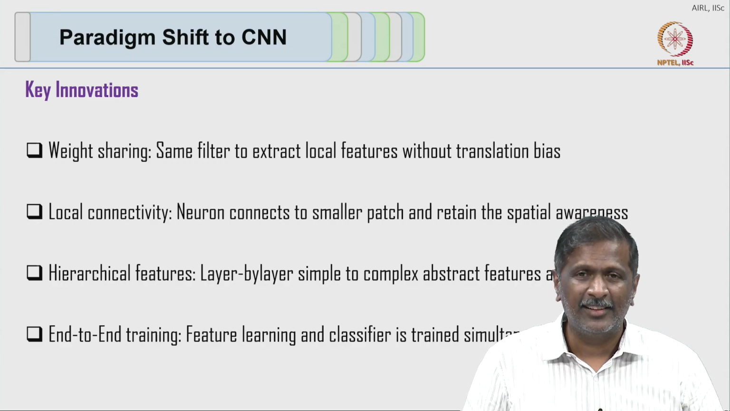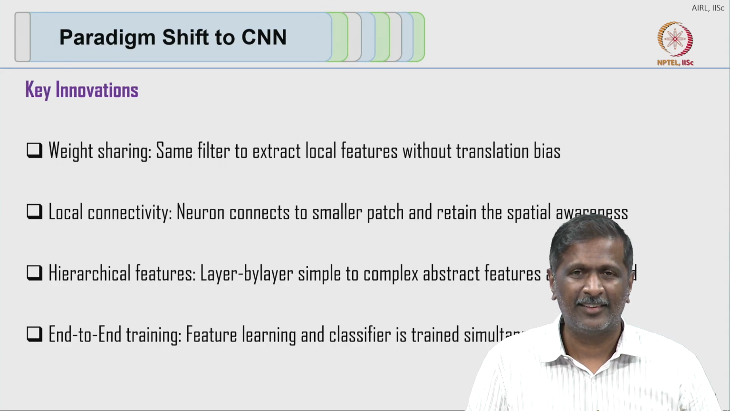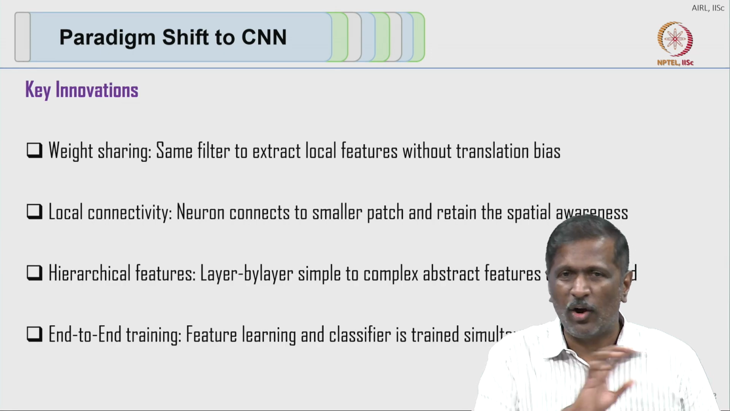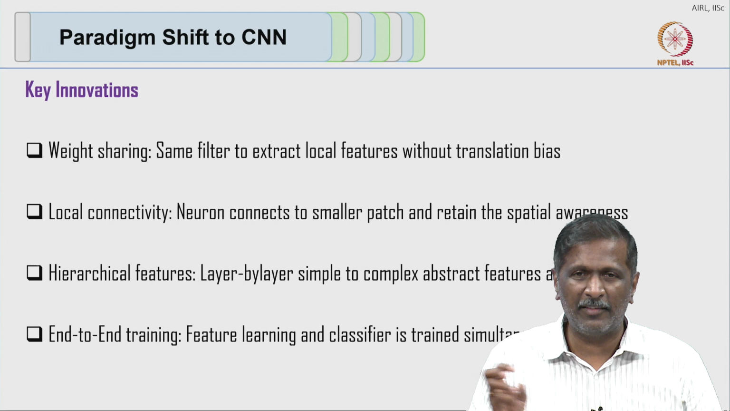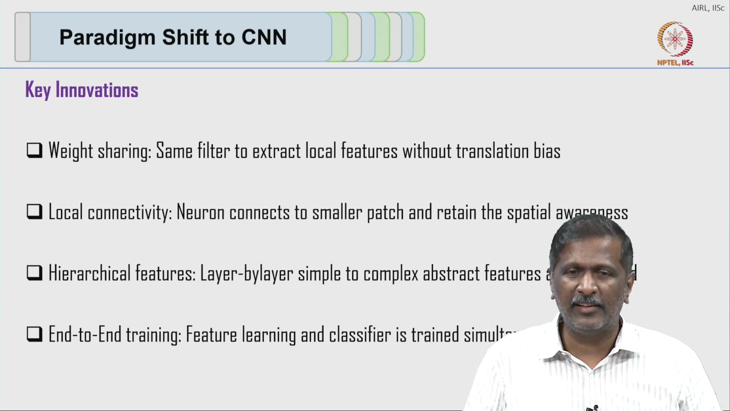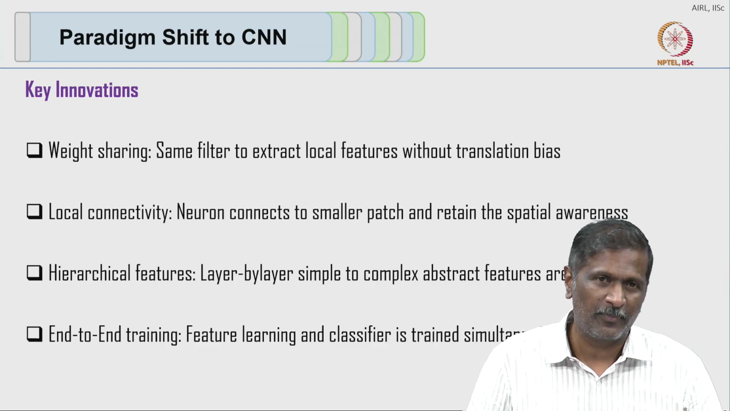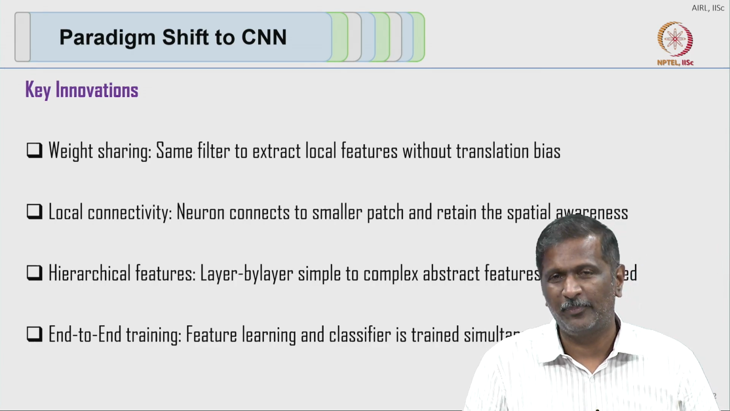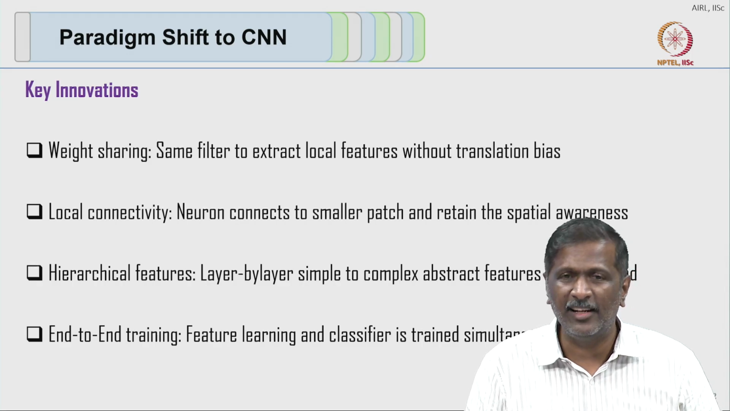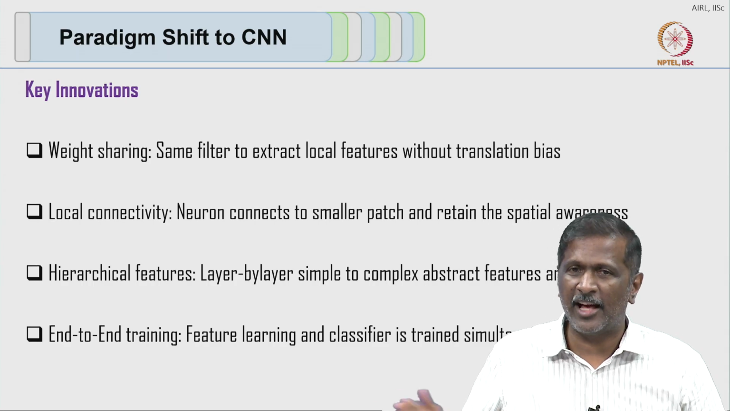The thing is, it's not like a fully connected network. The weights are shared. The filter is a filter. It's the same filter applied across all the patches. You may have a different filter, again run through all the patches, right? The same filter extracts a local feature without translational bias. There is local connectivity. Neurons are connected to a smaller patch to retain the spatial awareness aspect of it. The features are represented in a hierarchical fashion.